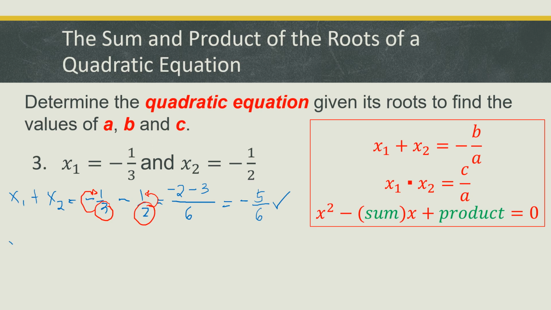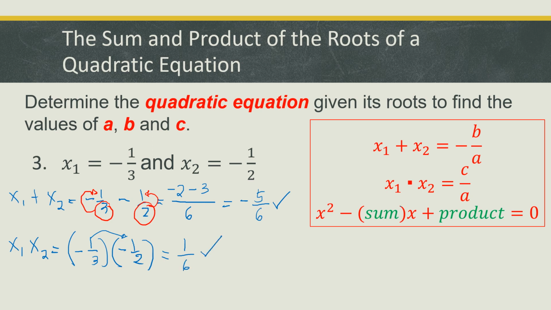The product, x sub 1 times x sub 2. We have negative 1/3 for x sub 1 times negative 1/2 for x sub 2. We all know that if we are going to multiply two fractions, we just need to multiply the numerators and multiply the denominators. First, negative times negative is a positive number. 1 times 1 is 1, and 3 times 2 is 6. This is now the product.